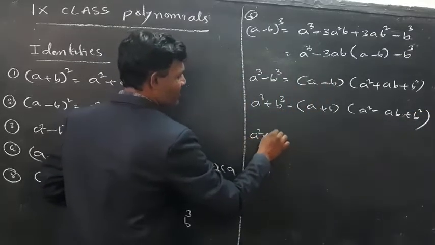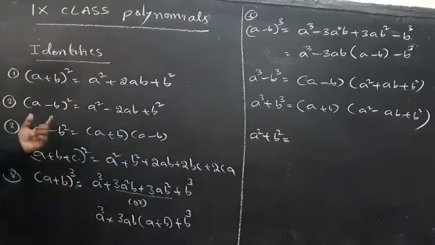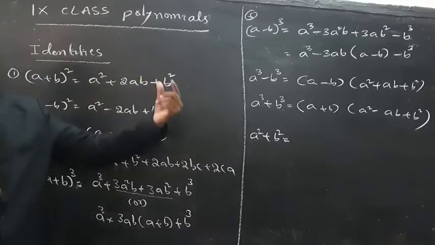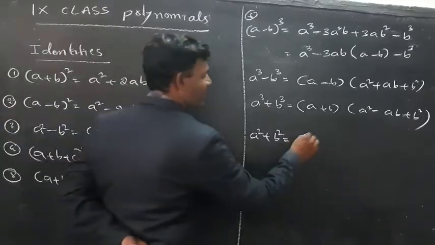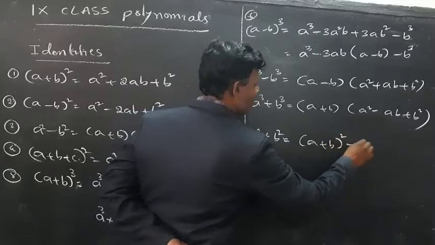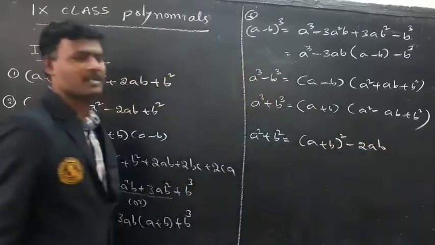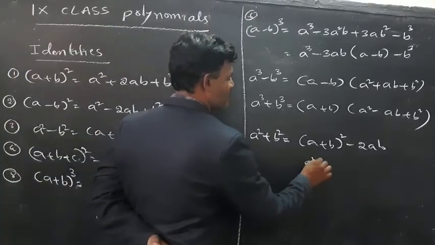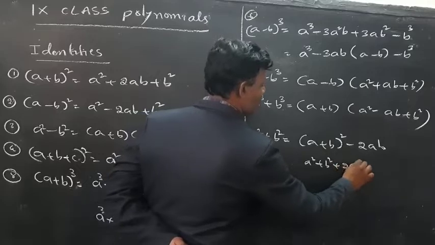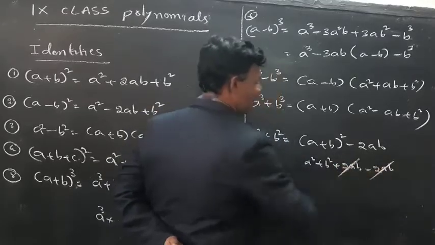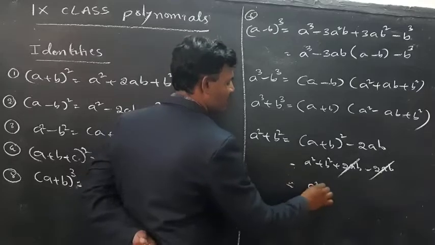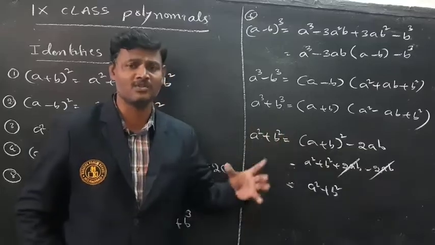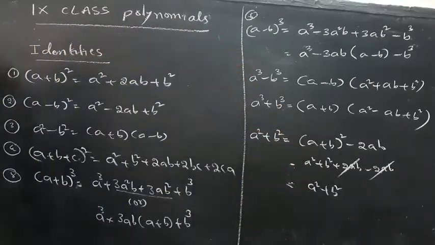Similarly, a square plus b square is equal to... Here we know the formula of a square minus b square, but sometimes we can face a square plus b square. To write a square plus b square, we can write it like this: (a plus b) whole square minus 2ab. How? Simple. a square plus b square plus 2ab minus 2ab: the plus 2ab and minus 2ab cancel. So what remains? a square plus b square. So a square plus b square we can write as (a plus b) whole square minus 2ab. So these are some important identities.